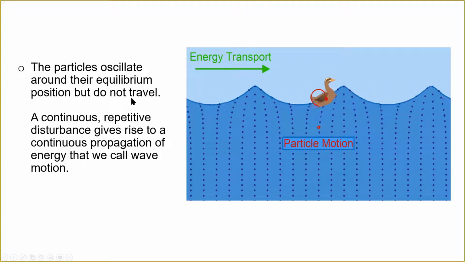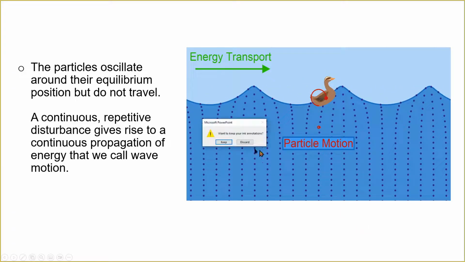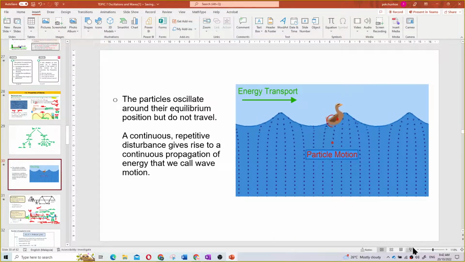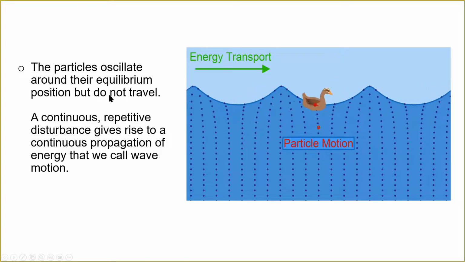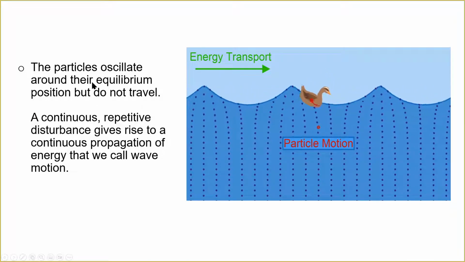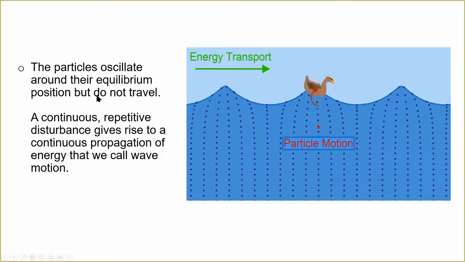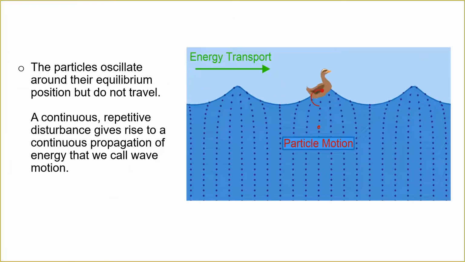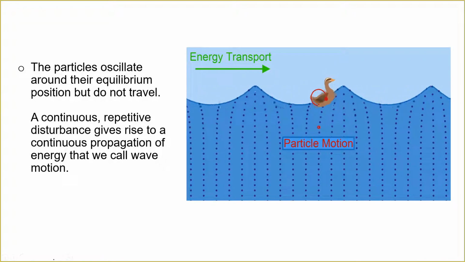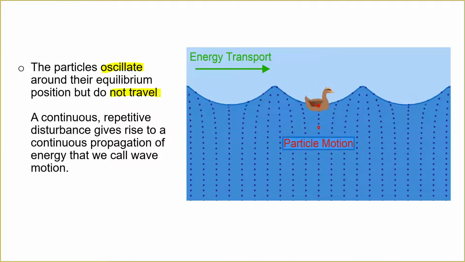I'm describing the concept first before we go to the equations. So you see, the particles oscillate around the equilibrium position but do not travel. Oscillate but do not travel. You understand what it means? They oscillate about their equilibrium position but do not travel. Look back at our animation. They oscillate yet do not travel. You know what I mean?